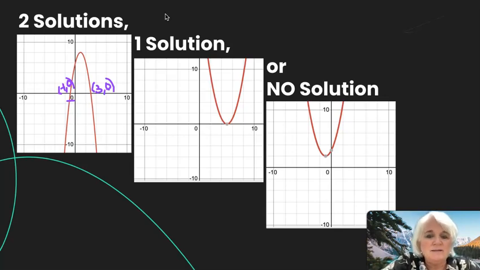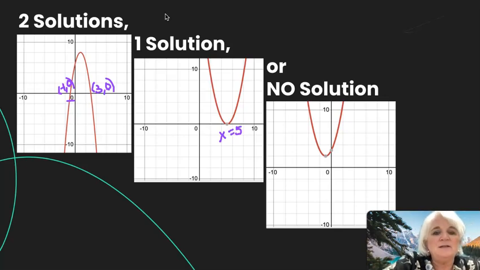And when you have 1 solution, it will be the vertex, the maximum or minimum point, the vertex of the graph. And you're only looking for the x value because the y value is 0 because it's on the x-axis. So this one is 2, 4, 5. So my answer here would be x equals 5.